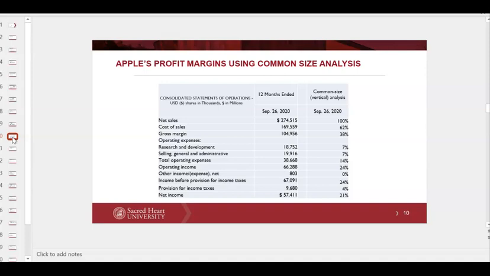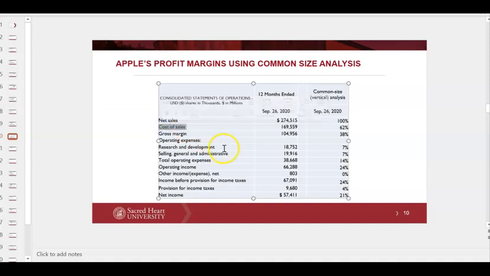Here is Apple's income statement for the year ended 2020, both in dollar amounts and in common size or vertical analysis. And when we did this common size analysis, we didn't call this number here our gross profit margin, but that's what it is. It's our gross profit divided by sales. Our operating profit margin is our operating income divided by sales, and our net profit margin is our net income divided by sales.